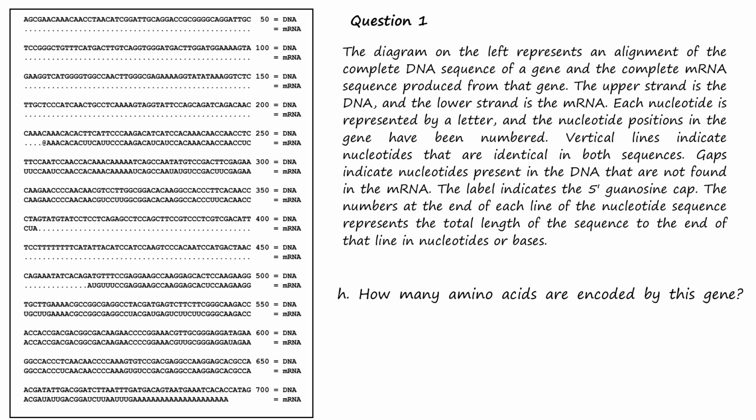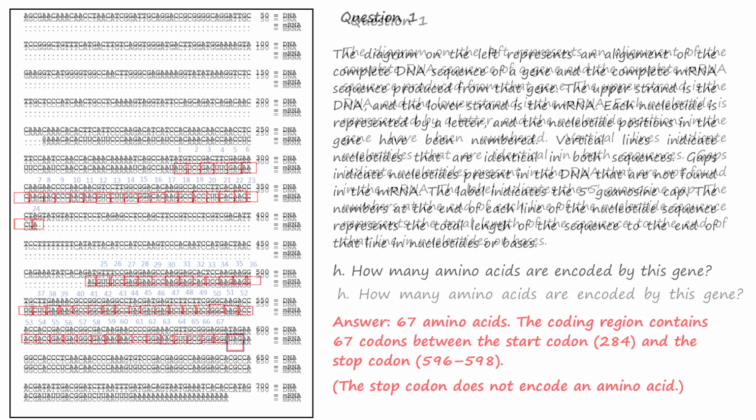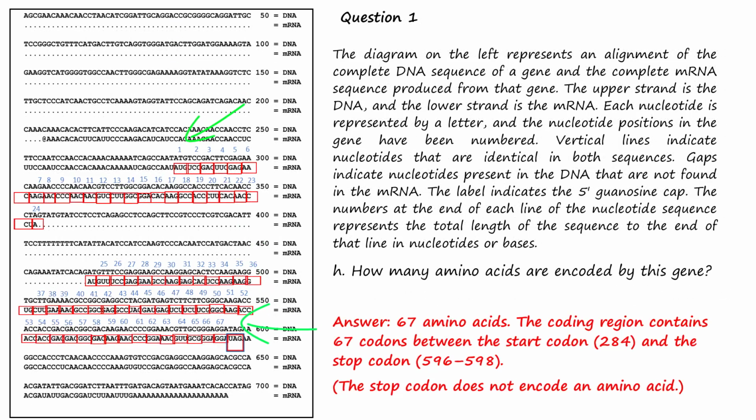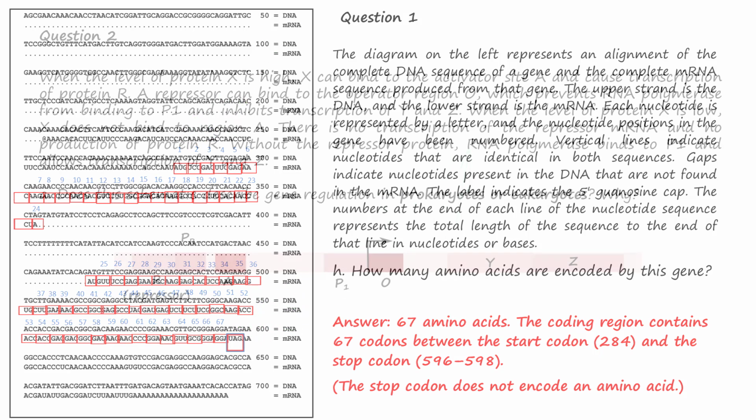H. How many amino acids are encoded by this gene? Answer: 67 amino acids. There are 67 codons between the start codon and the stop codon. The stop codon does not encode an amino acid.